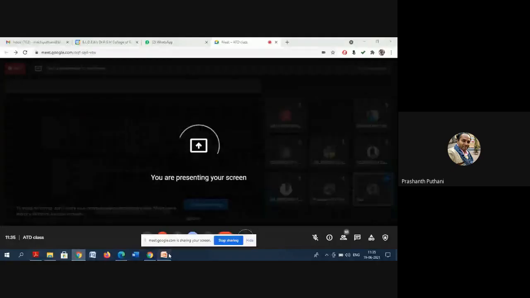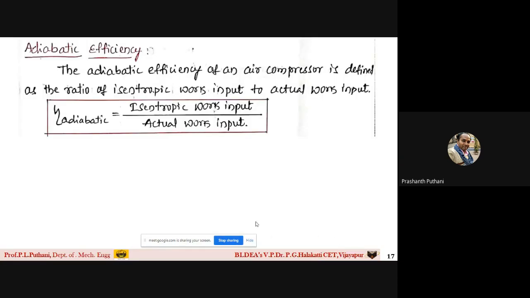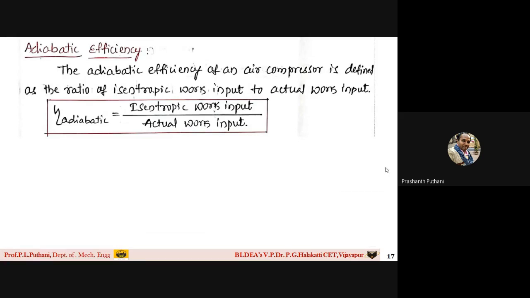Is my voice audible to you all clearly? Am I audible to you all clearly? Is my screen visible to you all clearly? Students, am I audible to you all clearly? Let me know. Hello? Hello? Screen is visible?